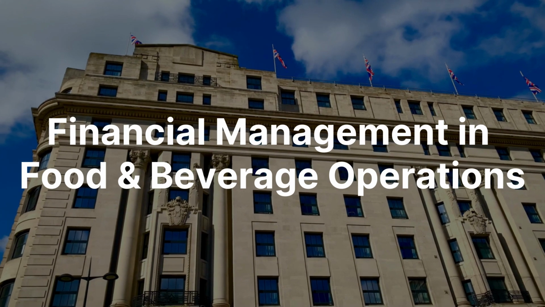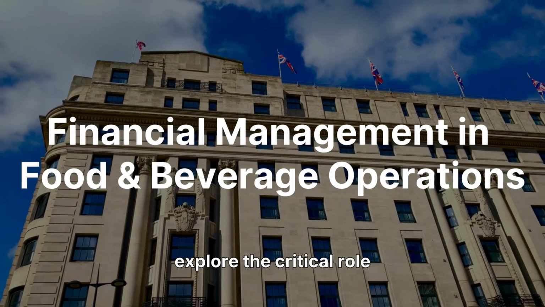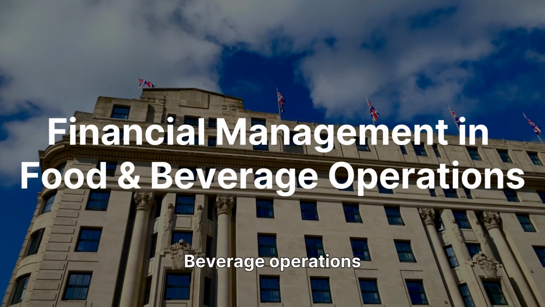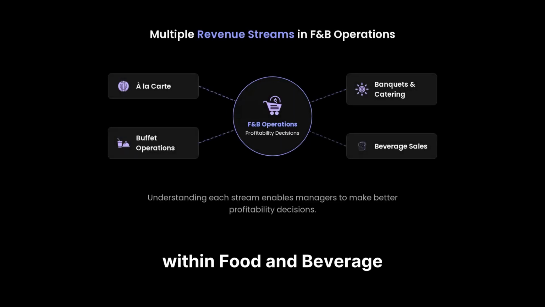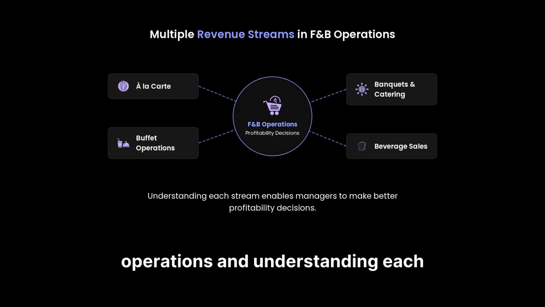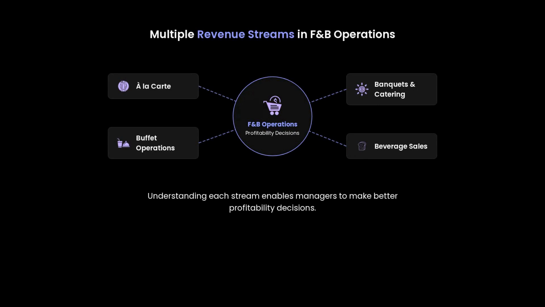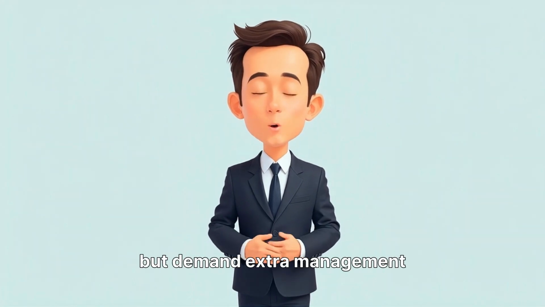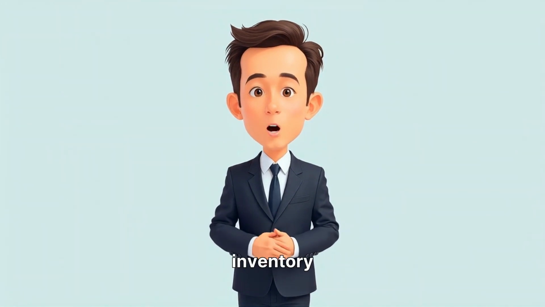Welcome to Europe Hotel School London, where we explore the critical role of financial literacy for managers in food and beverage operations. Multiple revenue streams exist within food and beverage operations, and understanding each one enables managers to make better profitability decisions. A la carte menus offer flexibility to customers, but demand extra management efforts for labor and inventory.